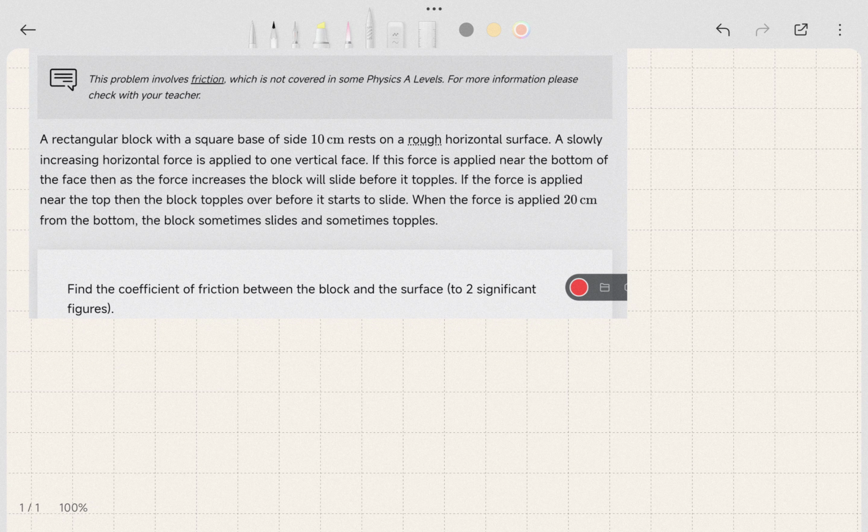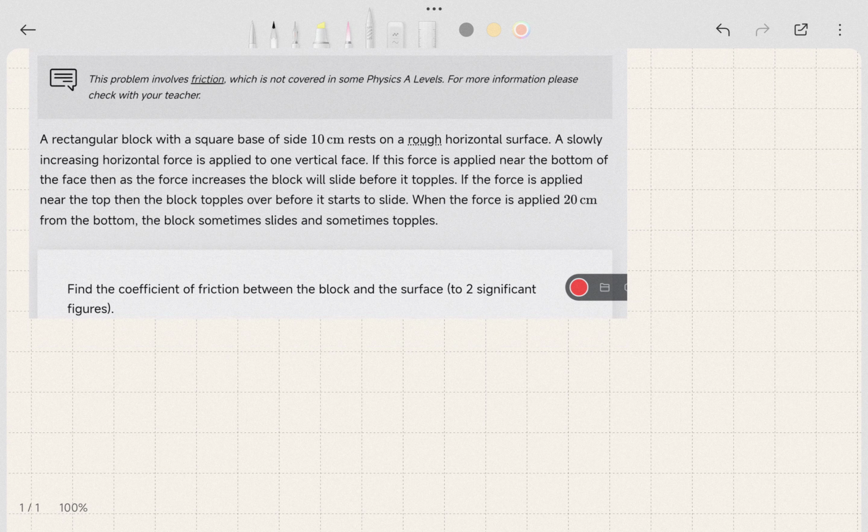on rough horizontal surface. A slowly increasing horizontal force is applied to one vertical face. If this force is applied near the bottom of the face, then as the force increases, the block will slide before it topples. If the force is applied near the top, then the block topples over before it starts to slide. When the force is applied 20 centimeters from the bottom, the block sometimes slides and sometimes topples. So the question is, find the coefficient of friction between the block and the surface to two significant figures.